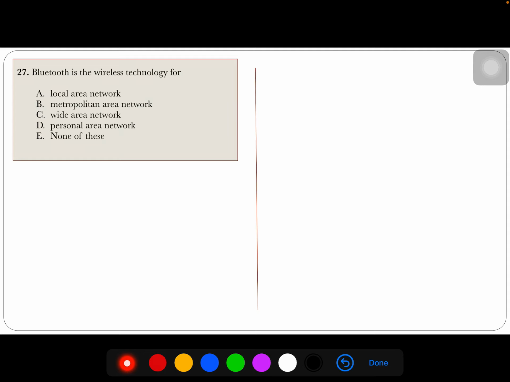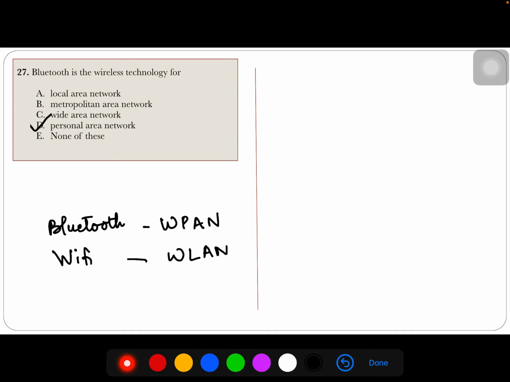Okay, always remember that. So Bluetooth is a WPAN protocol. WPAN means wireless personal area network protocol, and Wi-Fi is for WLAN, that means wireless local area network. So the question is for Bluetooth, and therefore the answer will be D, personal area network.